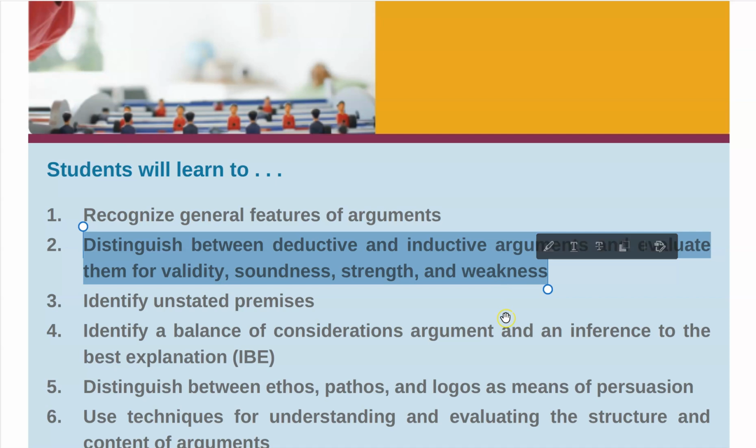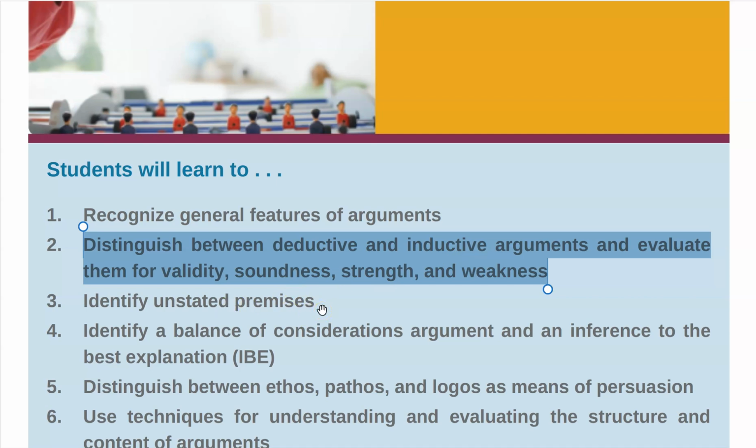You guys may have at some point found yourself saying, oh, that's valid. Or that's sound reasoning, or that's a strong argument, or that's a weak argument, right? We have these words in our common vernacular, and that's okay. But for the purposes of this class, these words mean something very specific in relation to these two different types of arguments. We're not going to focus so much on unstated premises.